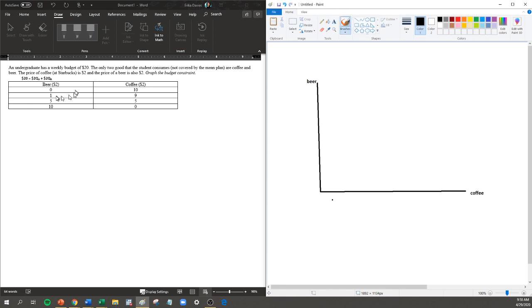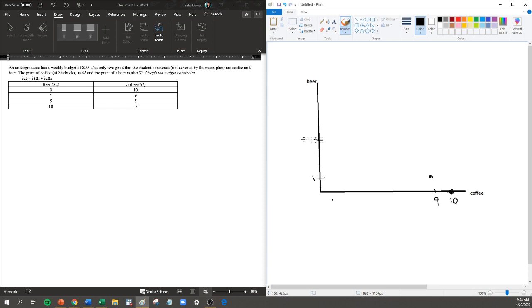Okay, and then we're going to graph this out. So we've said here that if we buy 0 beers, we can afford 10 coffees. Little line there, little 10. That is a bundle we can afford. That is a point on our budget constraint line. Okay, we said that if we buy 1 beer, then we can buy 9 coffees. This point right here, 1 beer, 9 coffees, that's a point on our budget constraint.